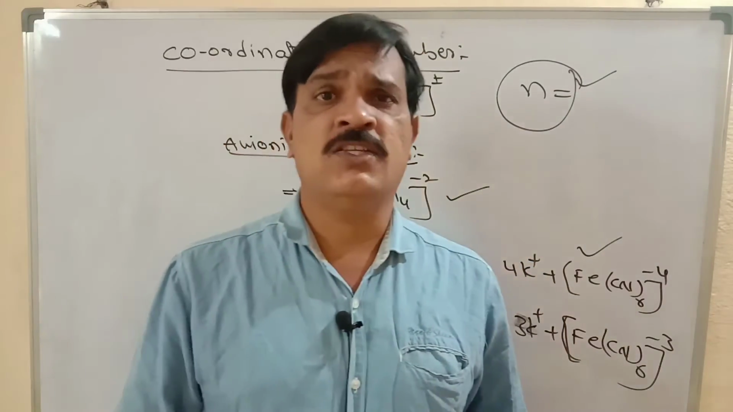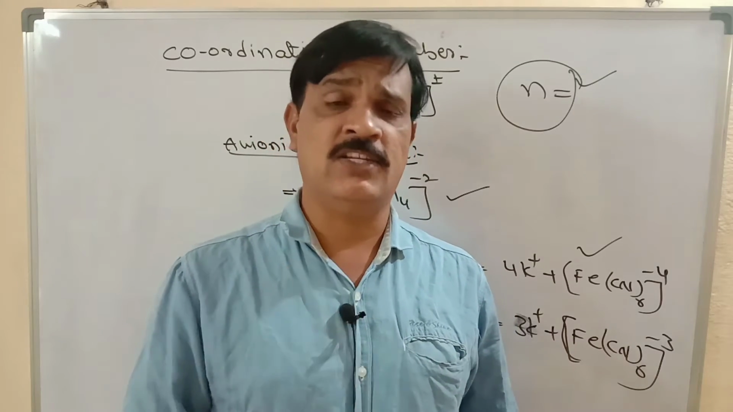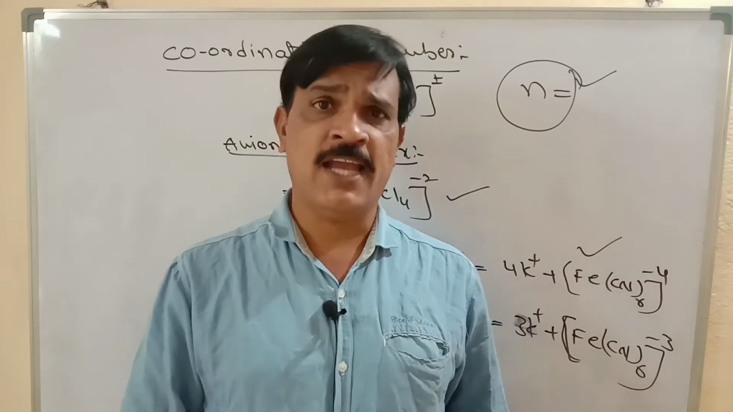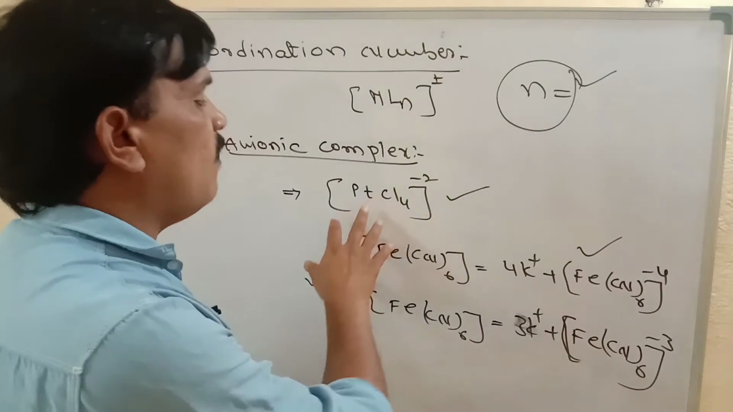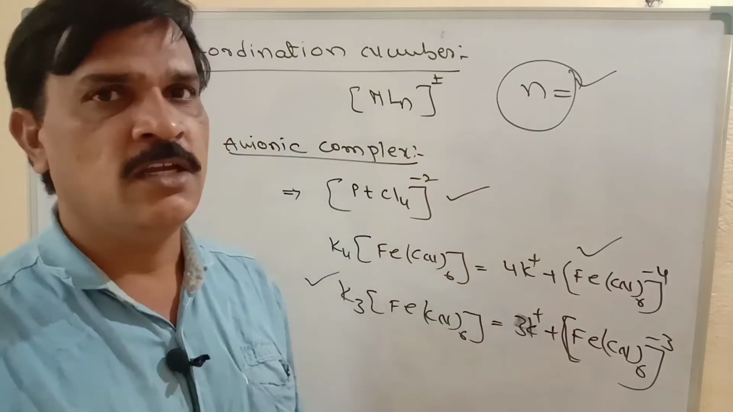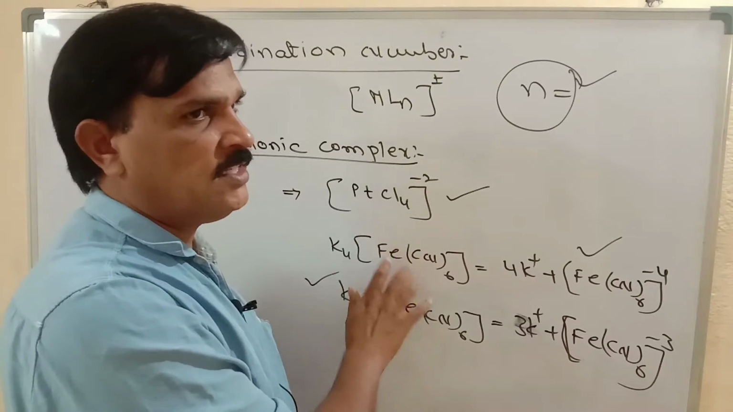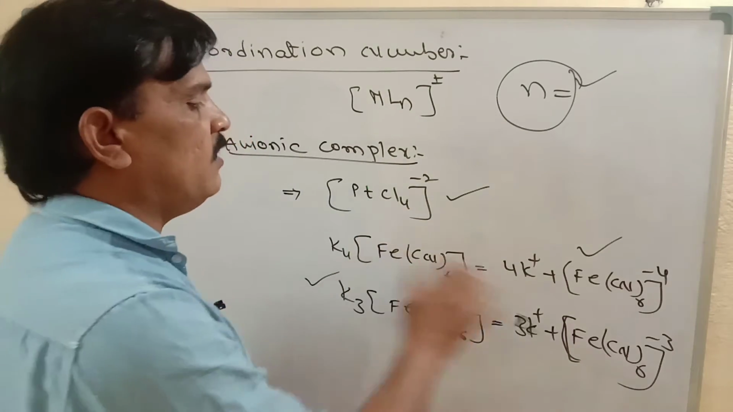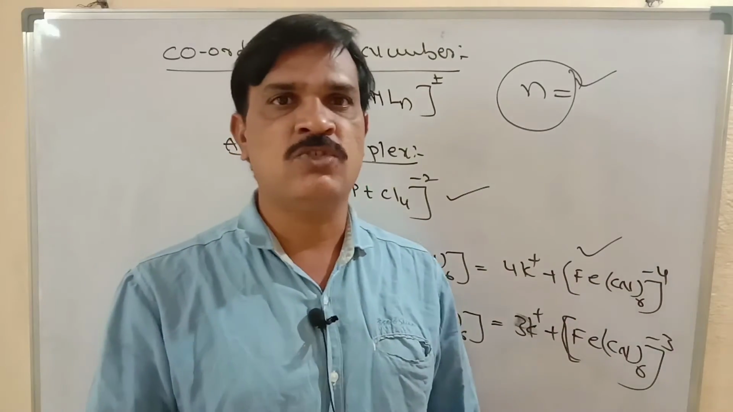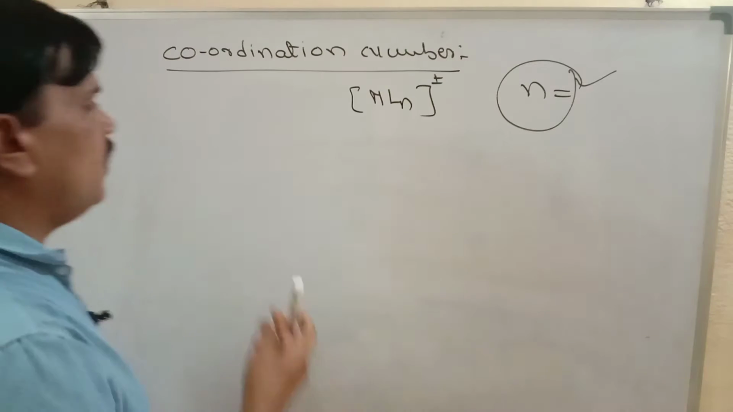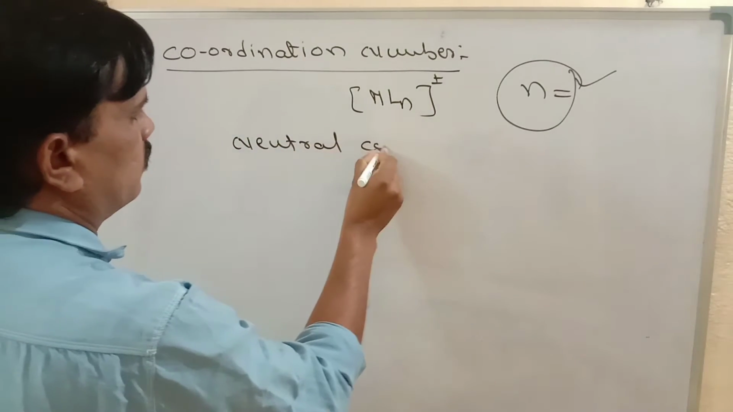If the charge is not shown on the complex entity, just write the dissociation form. If the complex entity acquires a positive charge, it is a cationic complex compound. If it acquires a negative charge, it is an anionic complex compound. Here the charge is not shown, so to identify whether it is cationic or anionic, just write the dissociation form. Now neutral complex compounds.